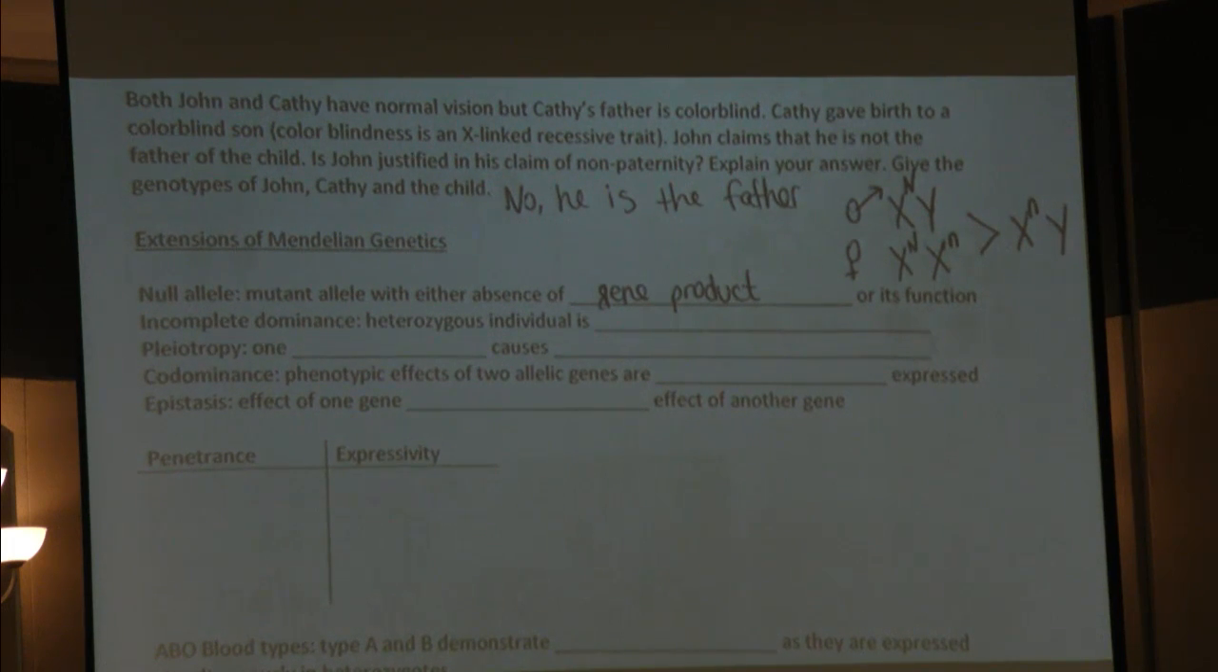You can have a good gene, but if that good gene doesn't produce a functioning gene product, it doesn't matter. So that gene product either needs to be there, and it needs to be there and working.